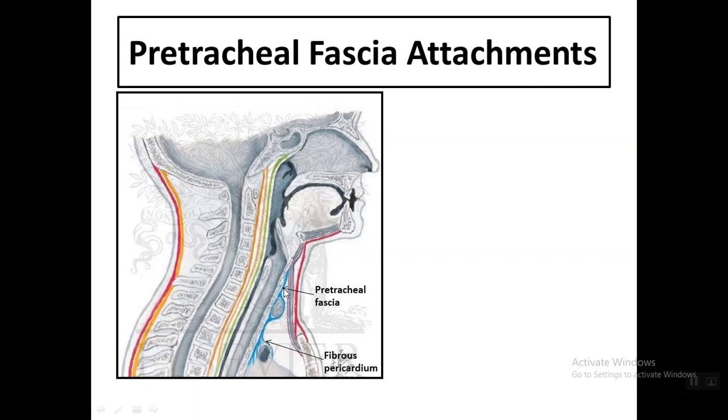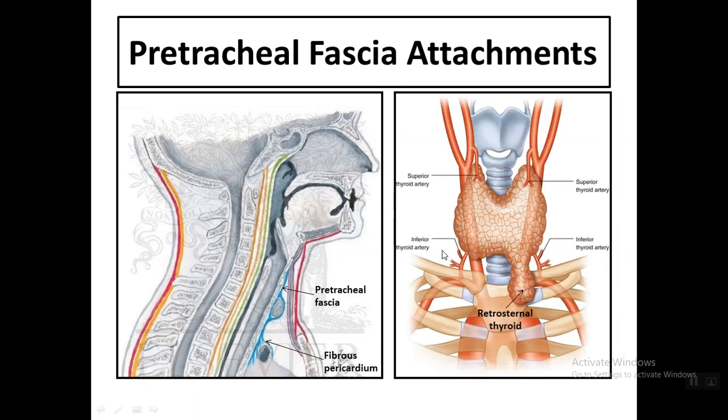فلذلك راح نشوف أنه إمكانية إذا there is an enlargement of the thyroid gland، إذا صار عندنا تضخم بالغدة الدرقية احتمال تمتد عندنا in this region اللي هي behind the sternum. It is called retrosternal thyroid. Why? Because the attachment of the pretracheal layer is extending to the thorax, to the fibrous pericardium.